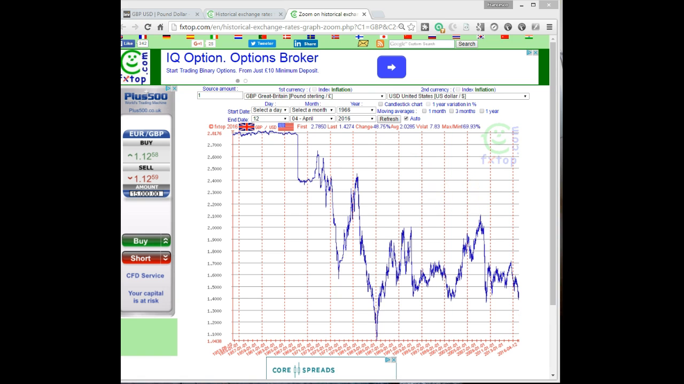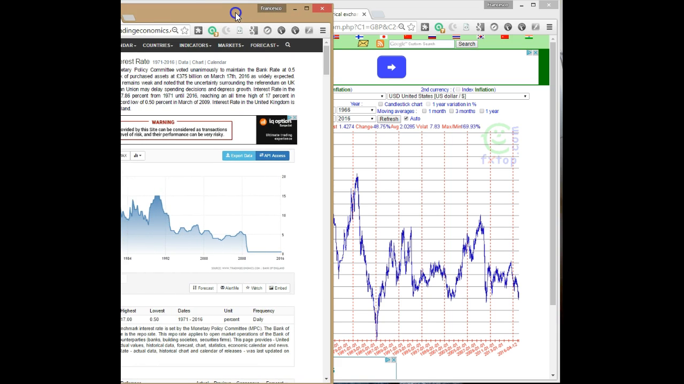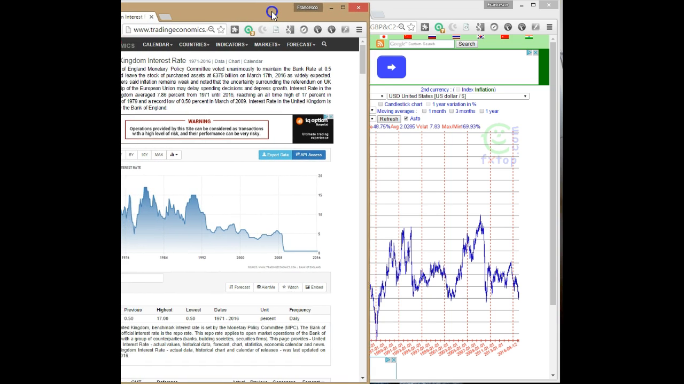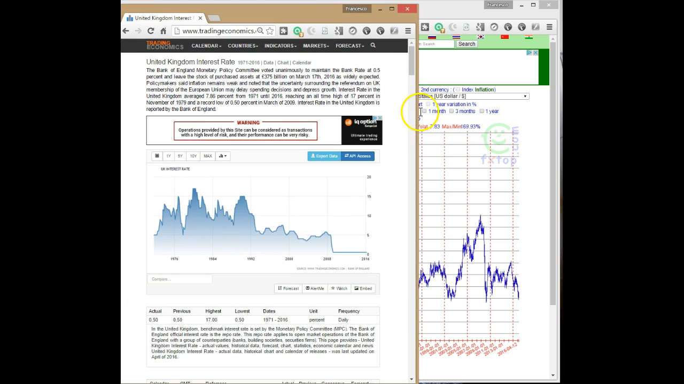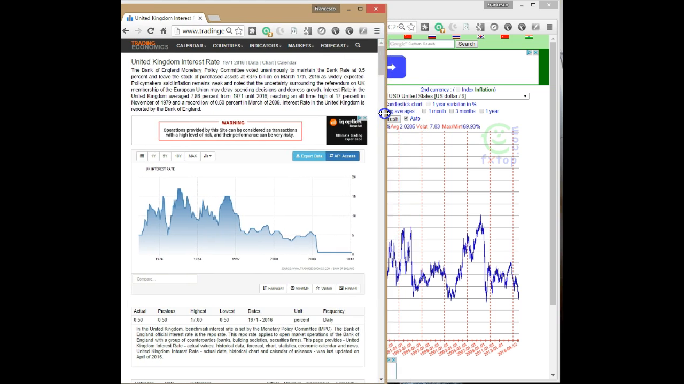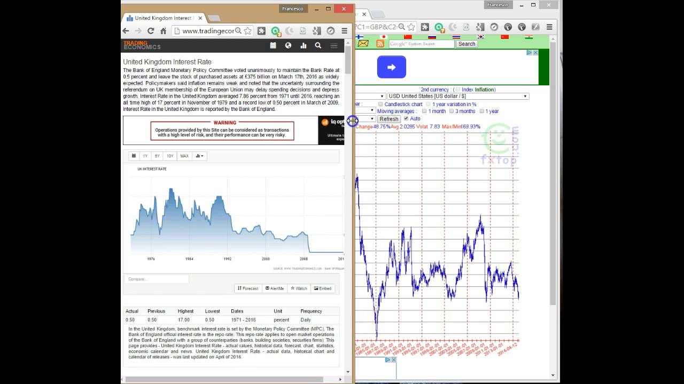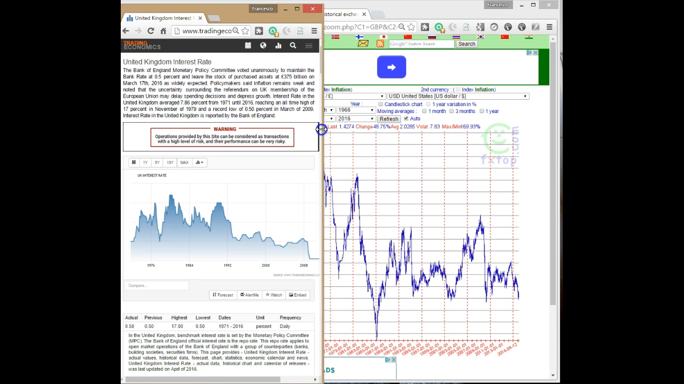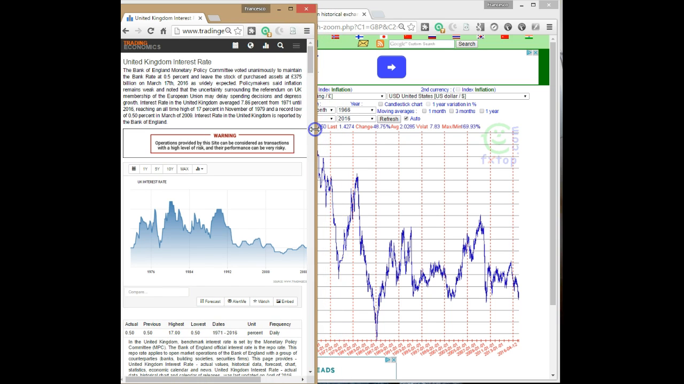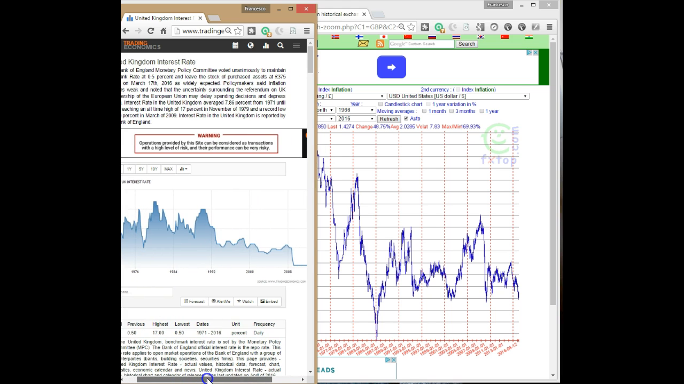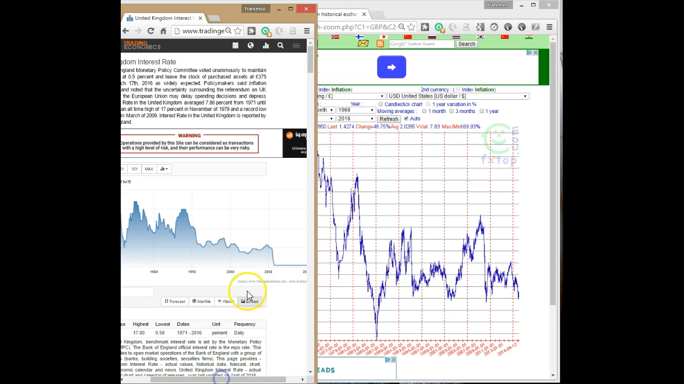Just coming away from Forex for a moment, I just wanted to show you this is the Bank of England rate, from the website Trading Economics. If you look from the 70s, I'm just making it available left and right. On the left hand side you've got the Bank of England rate from the 70s, which, as you know, has been flat for the last few years. And on the right hand side you've got the pound dollar, again from the 70s.